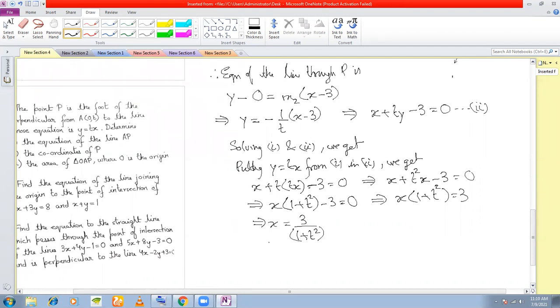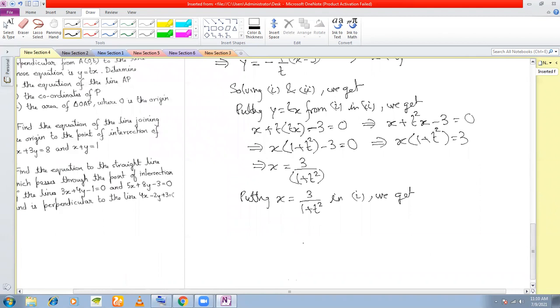How will you get the y coordinate? Put the value of x in equation number 1, putting x is equal to 3 by 1 plus t square in 1. What was 1? Equation was y is equal to tx. Y is equal to tx, which is equal to t into 3 by 1 plus t square, which is equal to 3t by 1 plus t square.